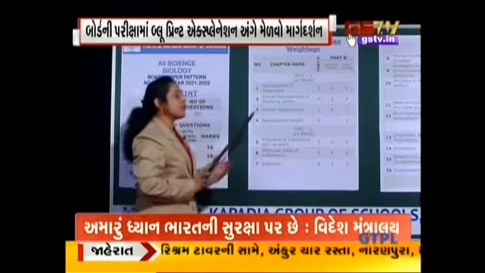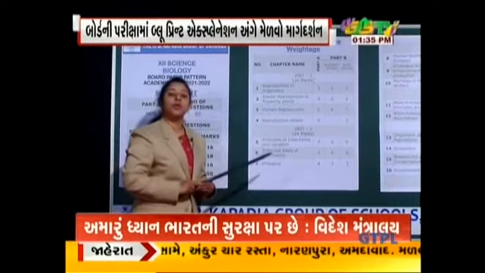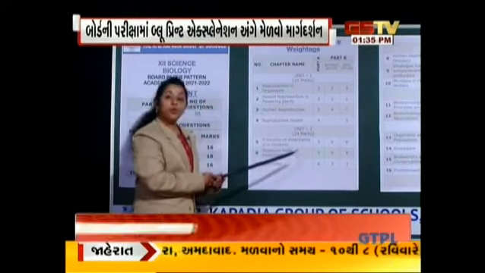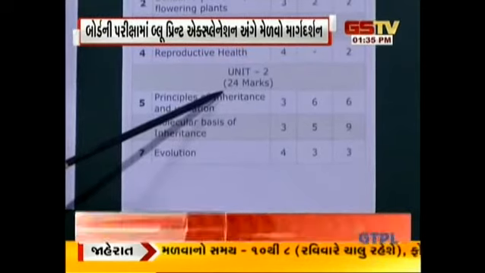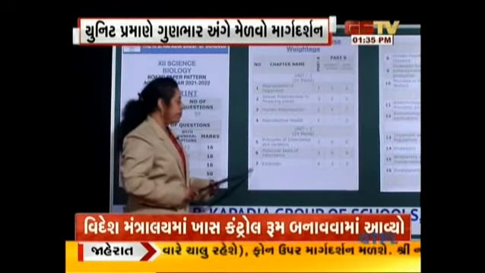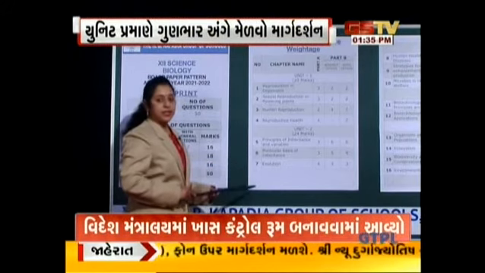So if you focus on this third chapter, you can score good marks in your examination. Now, when you go to unit 2, the total allotted mark is 24 marks. There are 3 chapters in this unit 2. They are 5, 6, 7.